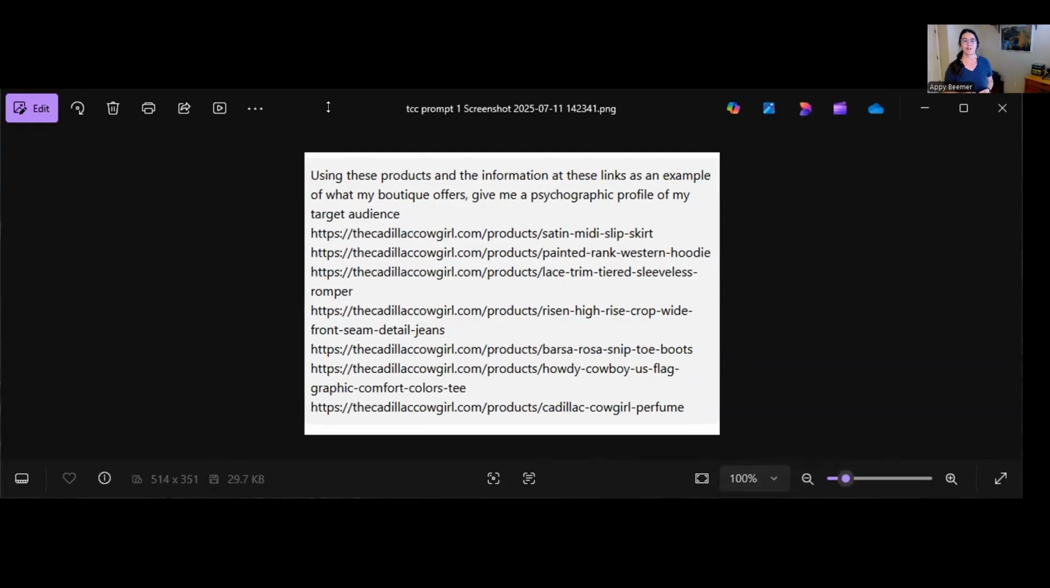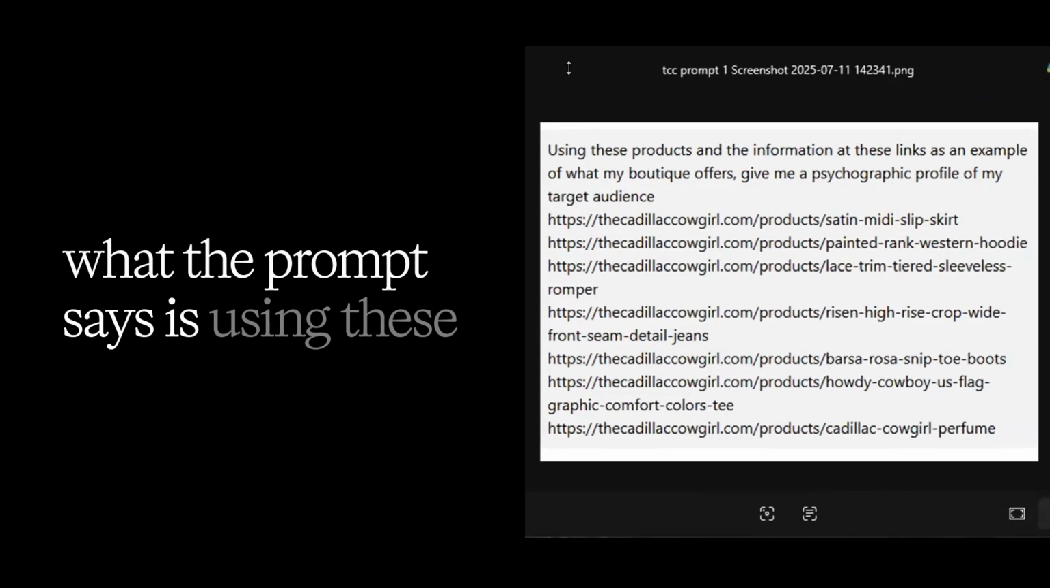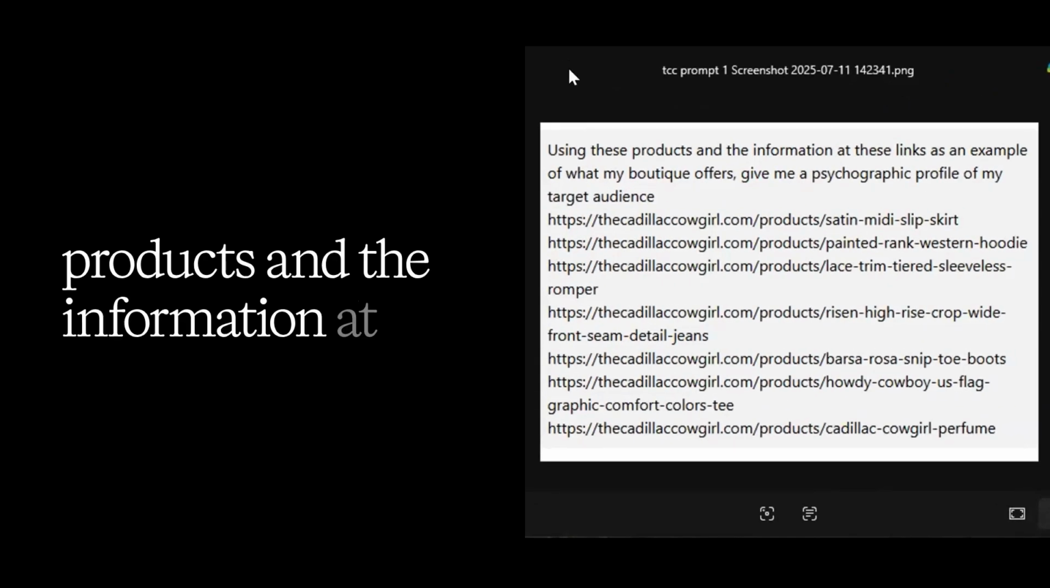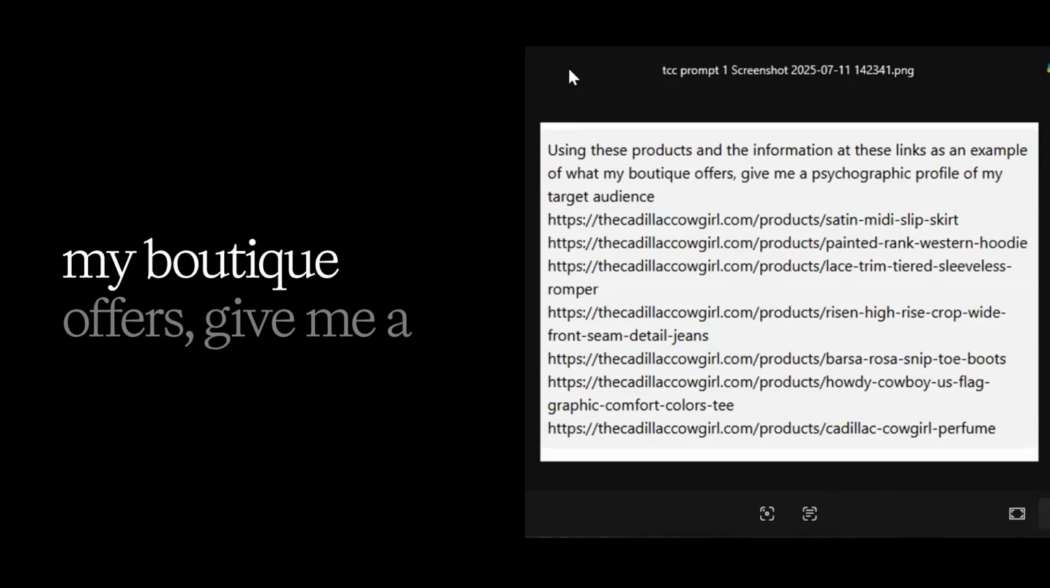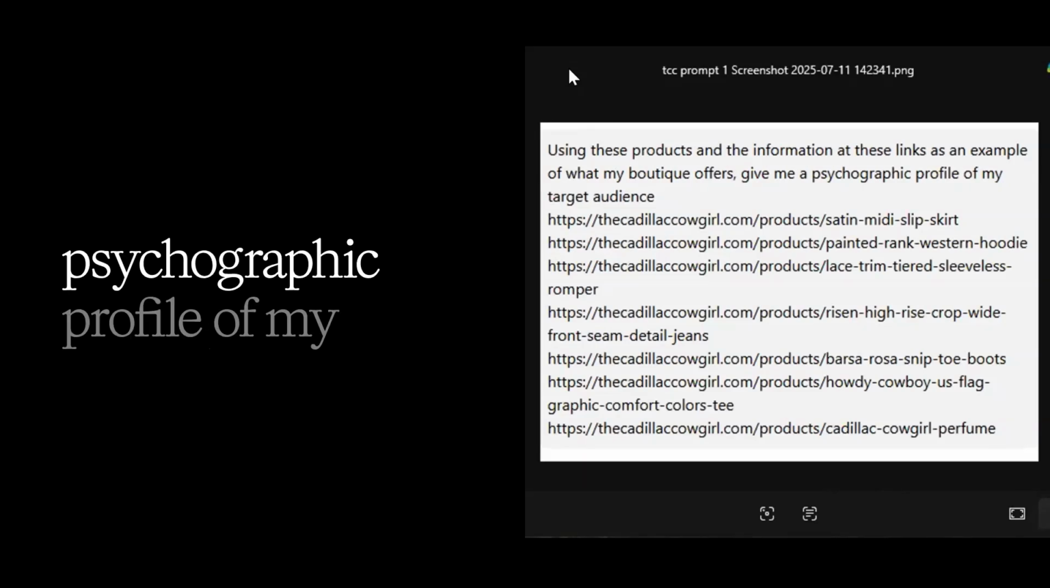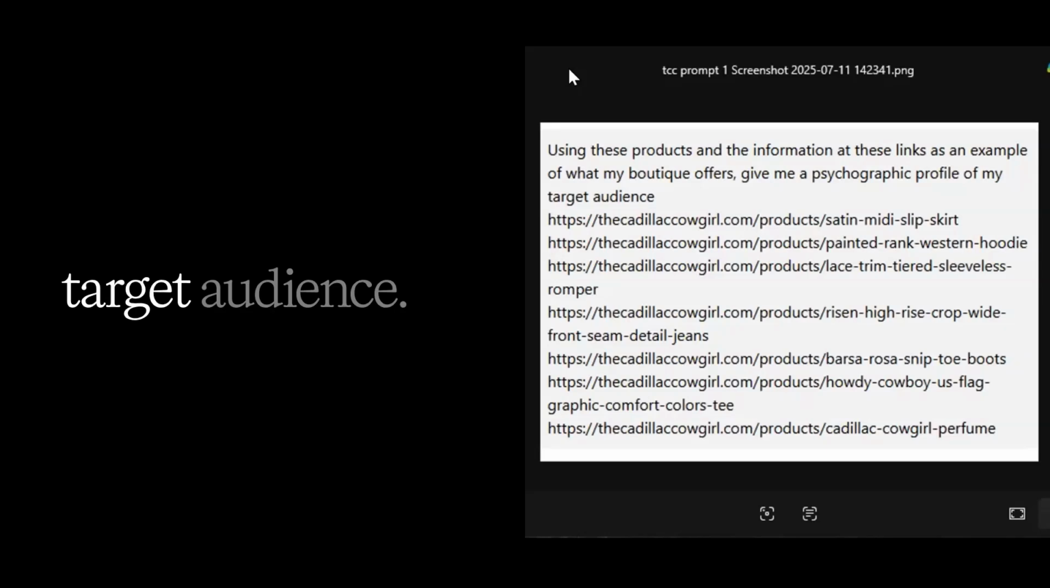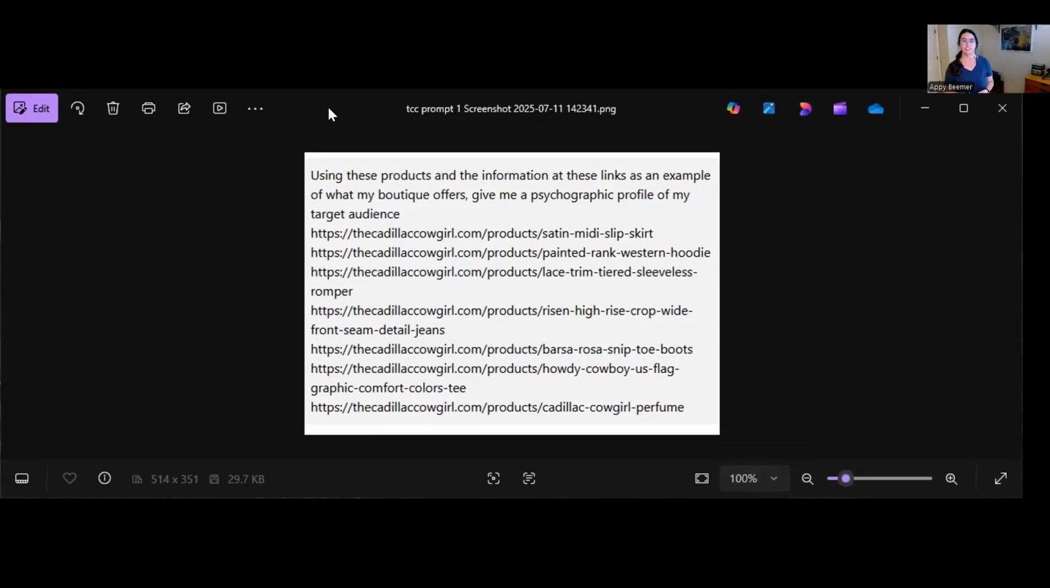So I'm using one of my clients as an example, and we're using some of her products from her online store. So what the prompt says is, using these products and the information at these links as an example of what my boutique offers, give me a psychographic profile of my target audience. And then there's about 6 or 8 products. Why are we asking for a psychographic profile? I am not an expert.